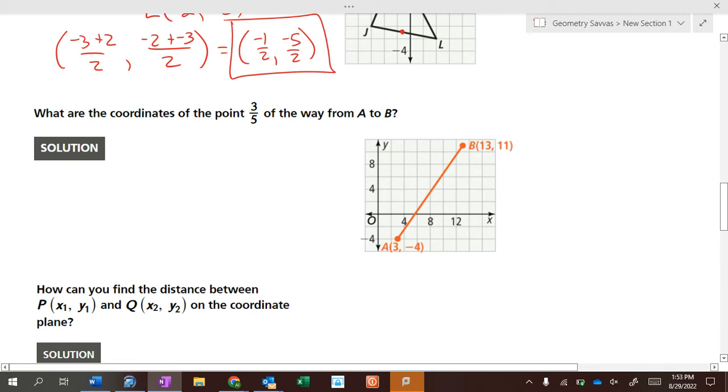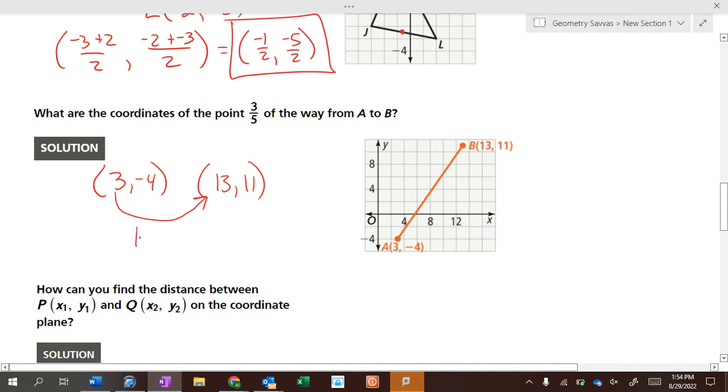What are the coordinates of the point 3/5 of the way from A to B? Okay, this is a little different. It's not the midpoint formula. So finding 3/5 of the way. All right, so if my endpoints are -3, -4 and 13, 11, and I want to find 3/5 of the way, I find the length from A to B for the x values, and I want to go 3/5 of that.